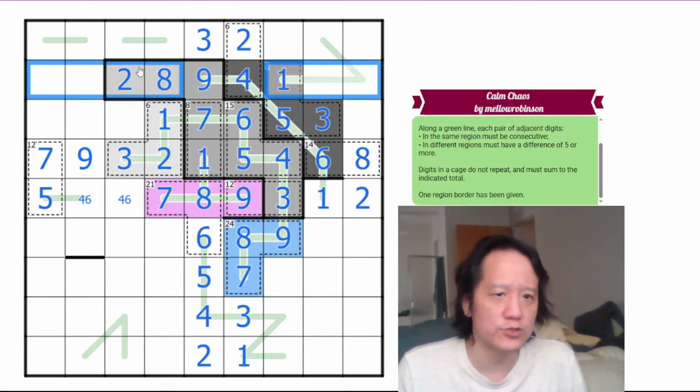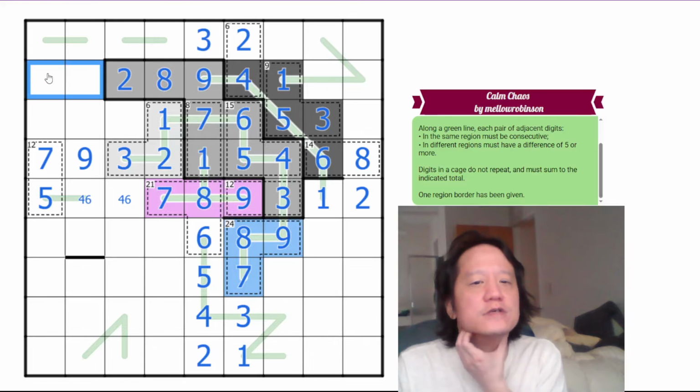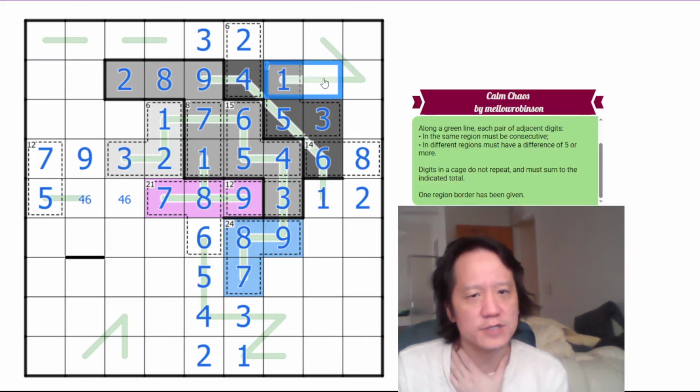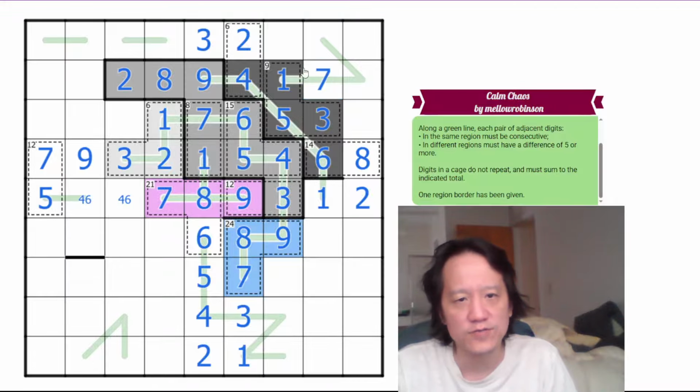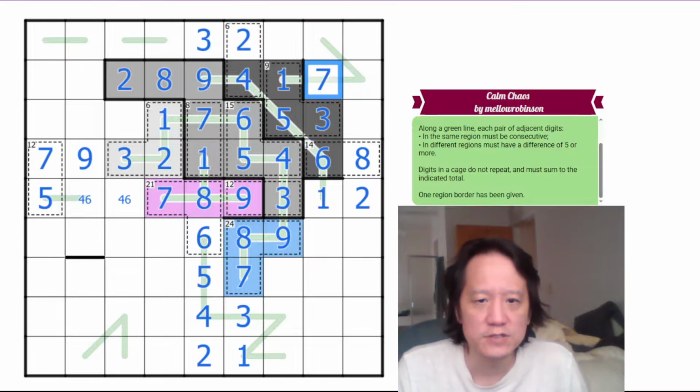Remaining digits in row 2. We have what? Okay, so these cannot be consecutive because 1 is only consecutive with 2. So that means this must be 6 or 7 here. It can't be 6 because of a 6 in the column. So this has to be 7, and these are different regions. Interesting. Guess we'll make this orange.